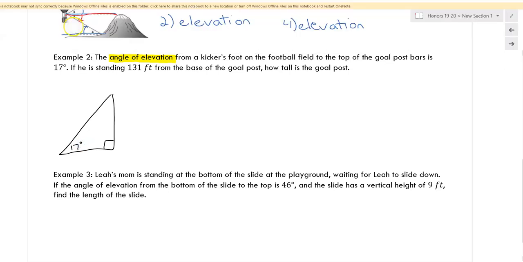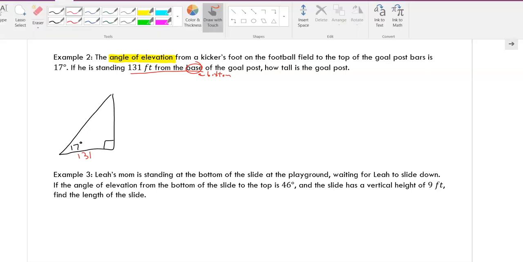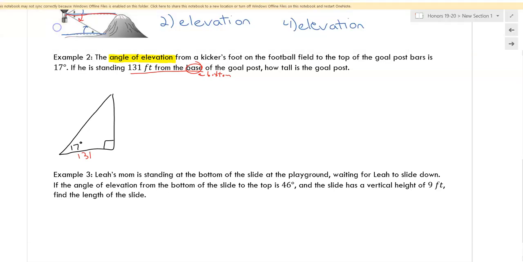He is standing 131 feet from the base. Again, remember, base means bottom. So the bottom is 131 feet. How tall is the goalpost? I'm always going to put an X with what I'm solving for.